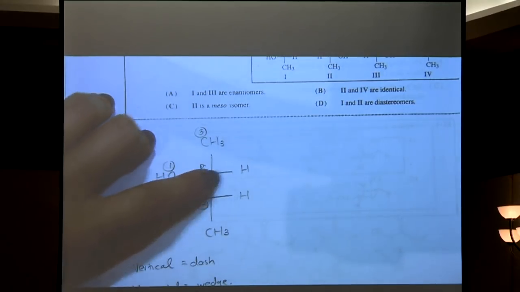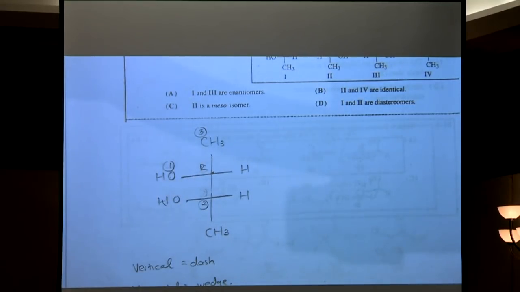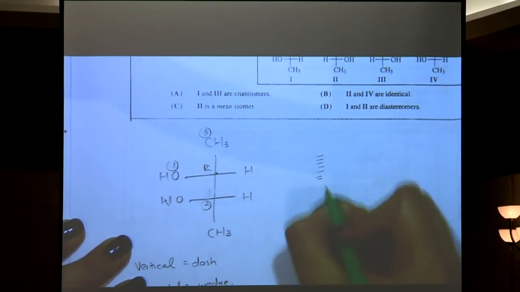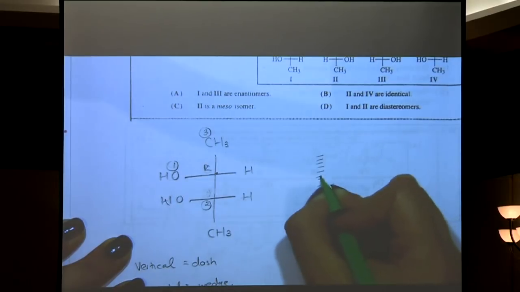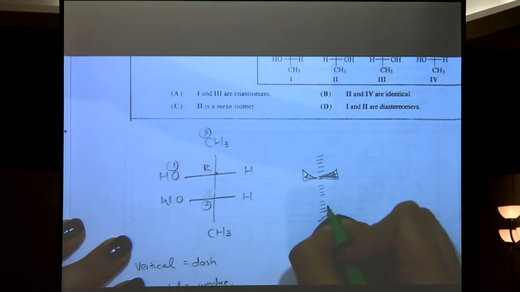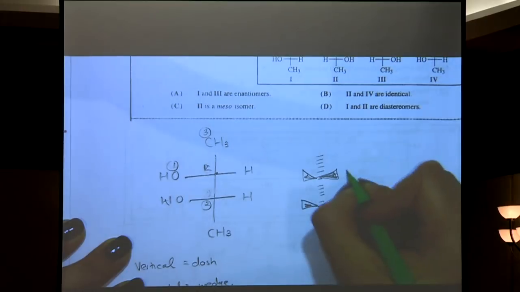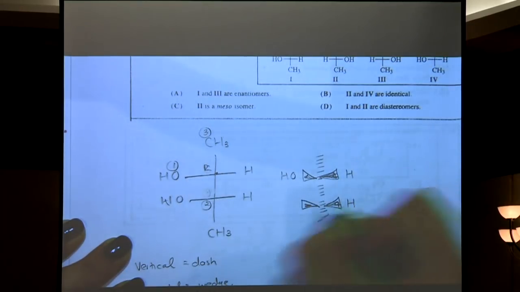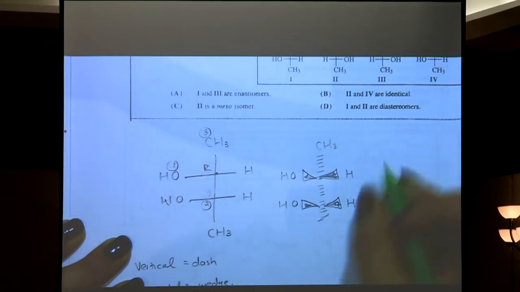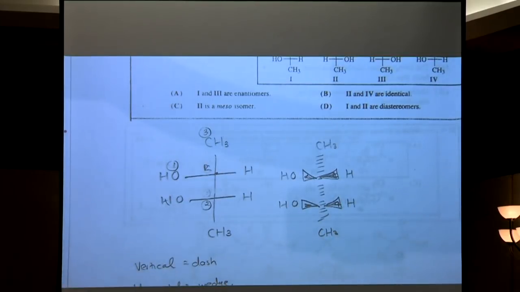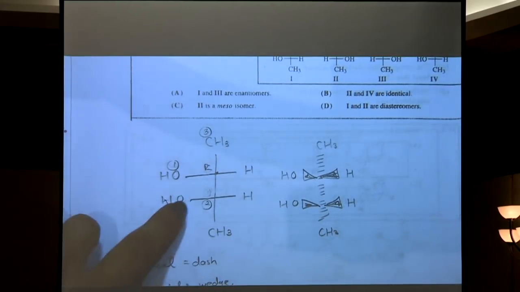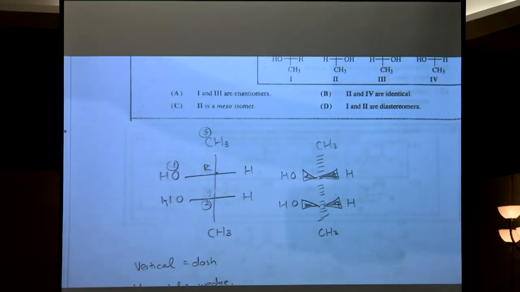Hydrogen's on a wedge. So every horizontal line is always going to be a wedge, at least in Fischer projections. They just don't show it. If I were to show the actual dashes, it would look weird, but I'm going to do it anyways. That's kind of what the Fischer projection is representing. They just don't really draw that. They just leave everything on a line. Okay? Does that make sense?